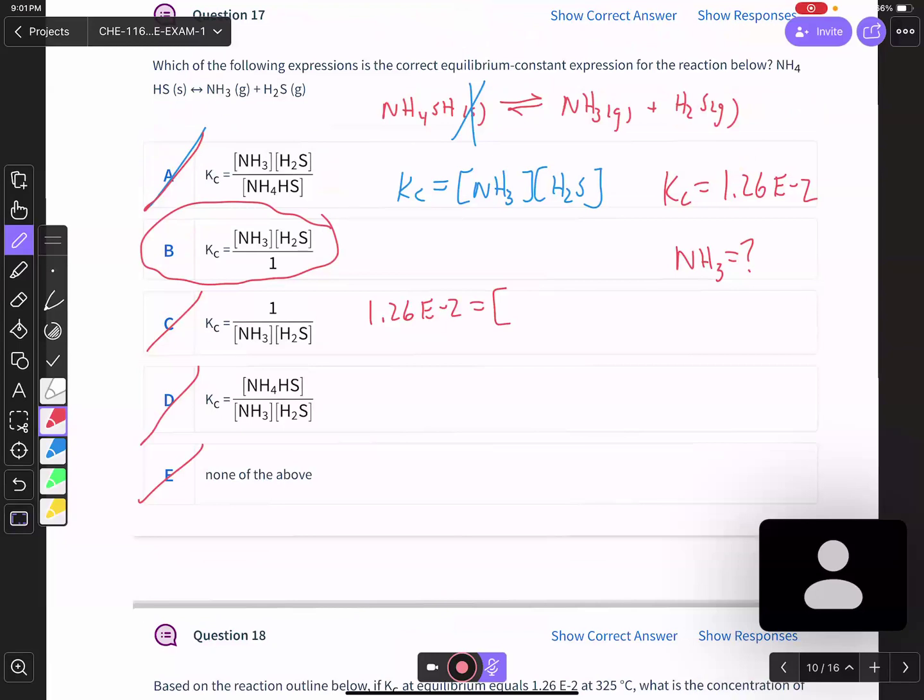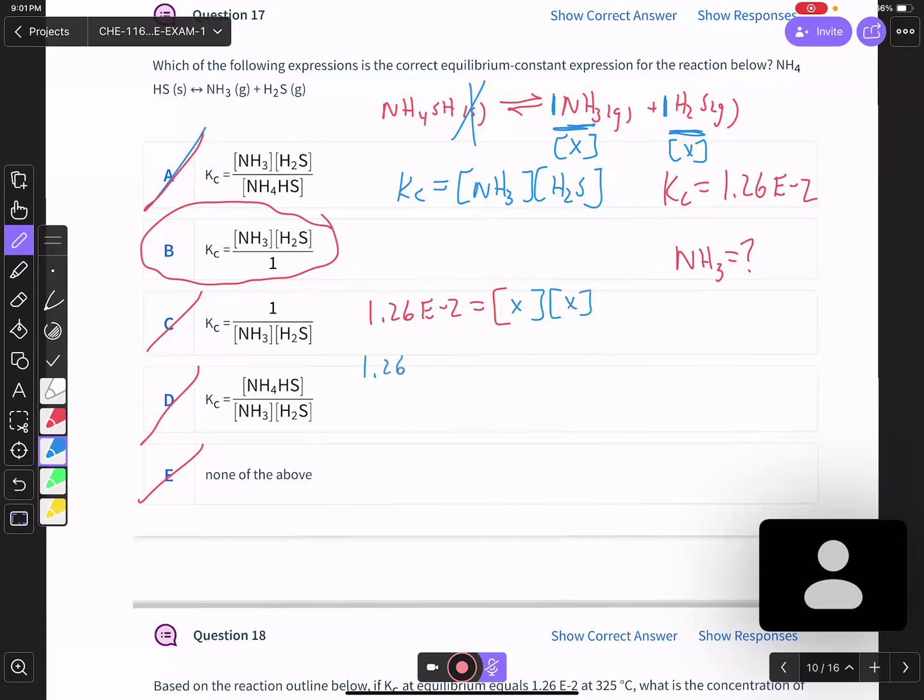My concentration of ammonia and my hydrogen sulfide, we're going to get that from the balanced chemical equation. For every 1 mole of ammonia that forms, I'm going to form 1 mole of hydrogen sulfide. Right from the stoichiometry of that balanced equation, we can see they're formed in equal amounts. So if I did this reaction and made 10 moles of ammonia, I'm making 10 moles of hydrogen sulfide. So if I call ammonia X, I can also call hydrogen sulfide X because they are the same concentration. They're formed in the same amount, the same rate. So that makes this equation X times X.